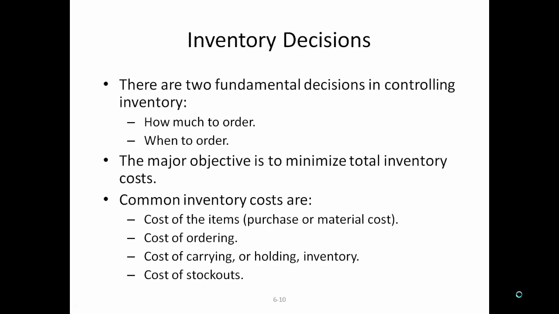All right, so the big picture is there are two fundamental decisions when controlling inventory. How much do we order, and when to order? And we want to minimize the total inventory cost. Not the inventory, we want to minimize the total inventory cost. So what are those costs associated with the inventory? Well, it's the cost of the item, the cost of ordering, the cost of carrying or holding the inventory. And then we also incur a cost when we don't have the inventory at hand.